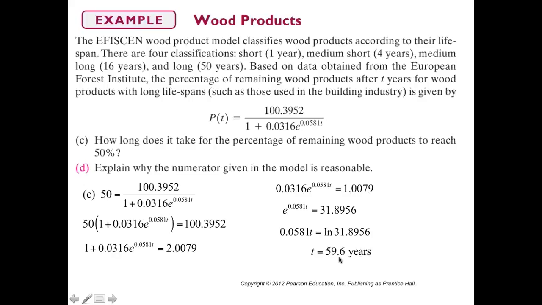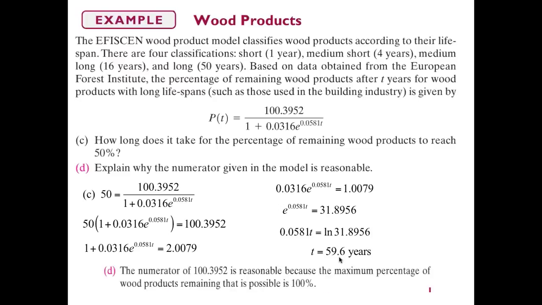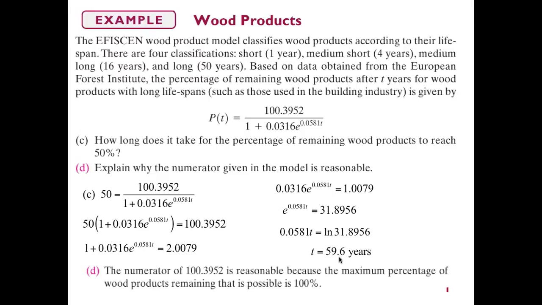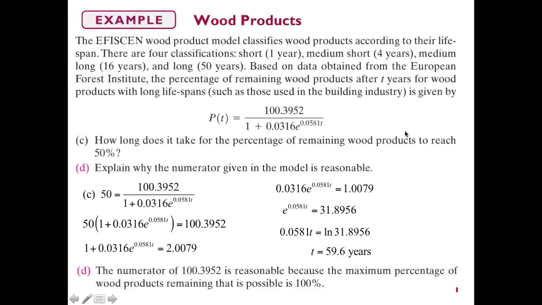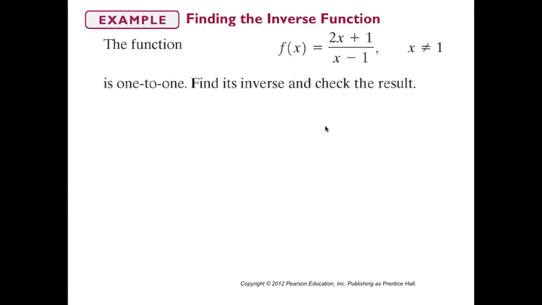Okay, so we have a wood product here. It classifies wood products according to their lifespan. So there are 4 classifications: short, which would be 1 year; medium short, which is 4 years; medium long, which is 16 years; and long, which is 50 years. Based on data obtained from the European Forest Institute, the percentage of remaining wood products after t years for wood products with long lifespans, such as those used in the building industry where you would want something that has a long lifespan, is given by the following function.